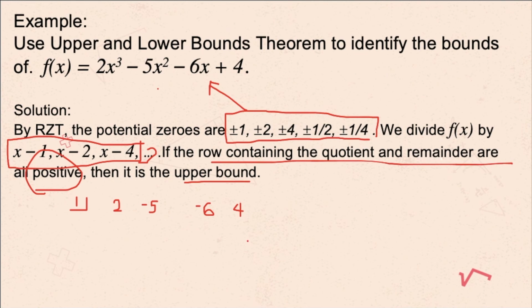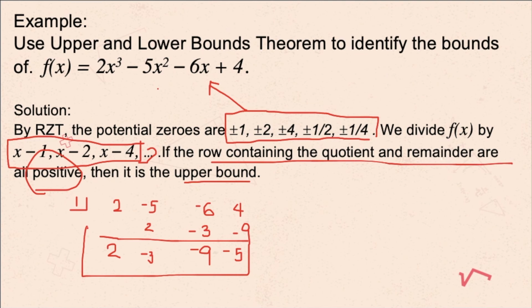So, with this, we'll have 2 times 1 is 2. And then negative 5 plus 2 is negative 3. Then multiply again. Negative 3 times 1 is negative 3. Then add, it will be negative 9. Then negative 9 times 1 is negative 9. Then 4 plus negative 9 is negative 5. Now looking at the answer, do we have here all positive numbers? No. So what does it mean? Meaning to say, class, x minus 1, or 1, is not the upper bound.